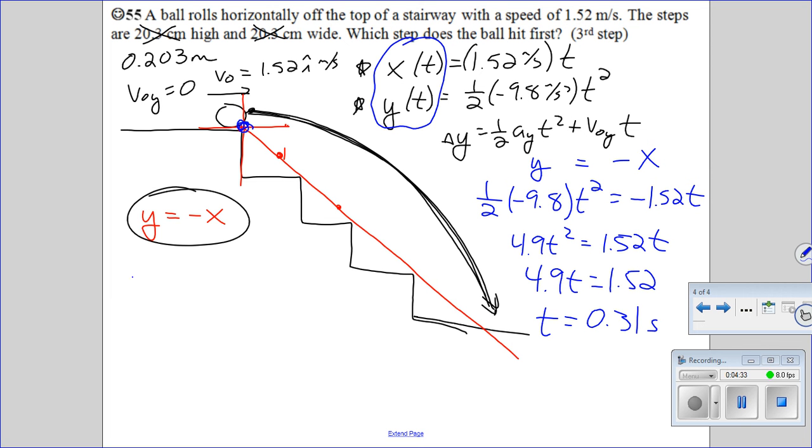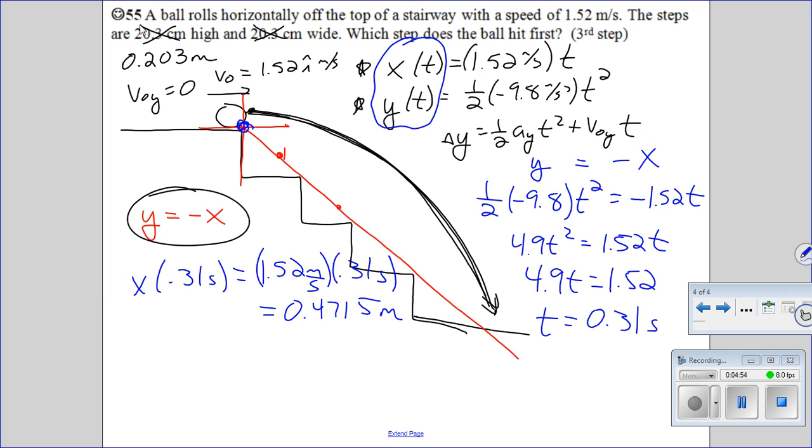At that instant, my horizontal position at 0.31 seconds is just 1.52 meters per second times 0.31 seconds. And so that is 0.4715 meters. I'm being really sloppy about my significant digits here on the board. I did keep track of them as I worked through this. All right, so 0.4715 meters, and each step is 0.203 meters.